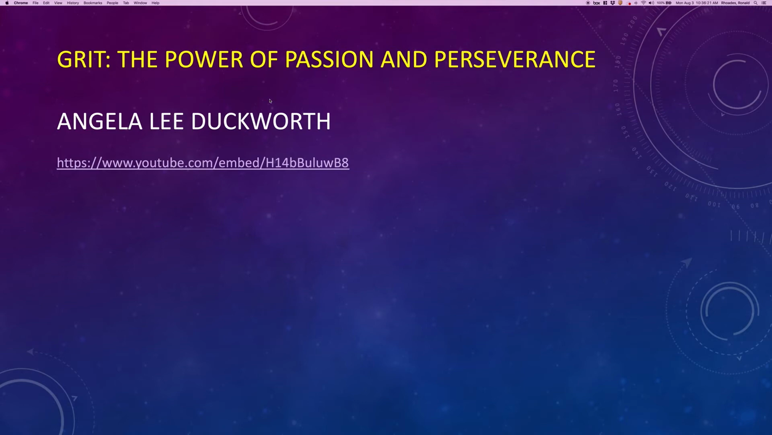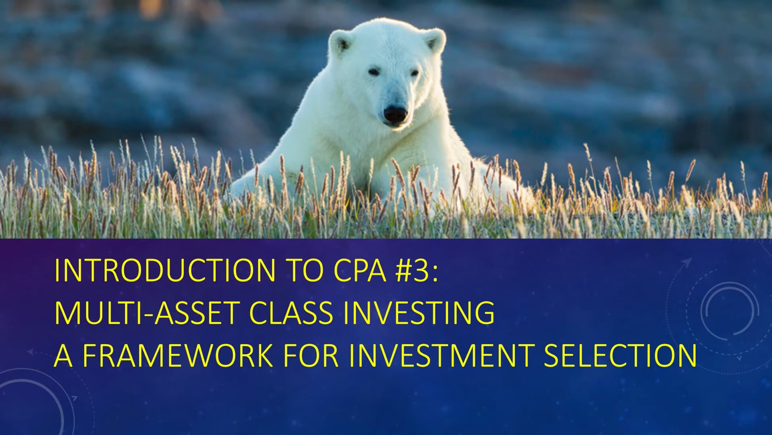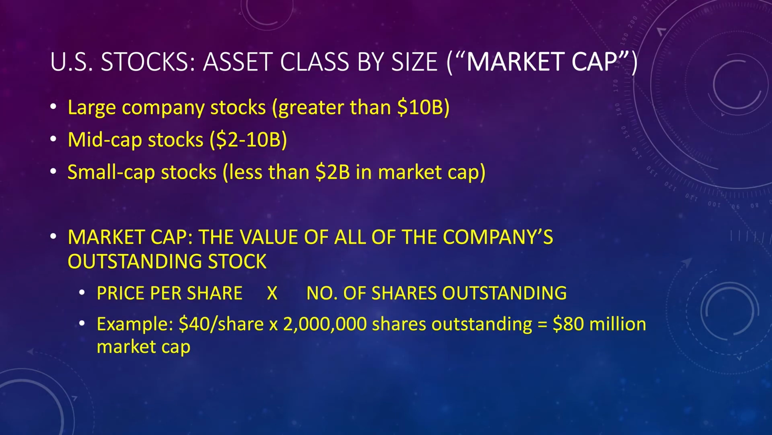All right, so let's get into this multi-asset class investments. And what's our framework for selecting investments? Well, we still need to come up with some terms. All right, here in the United States, there's a difference between large company stocks, generally speaking, those greater than $10 billion in terms of the total value of the common stock, mid-cap stocks, 2 to 10 billion, and small cap stocks are less than 2 billion.